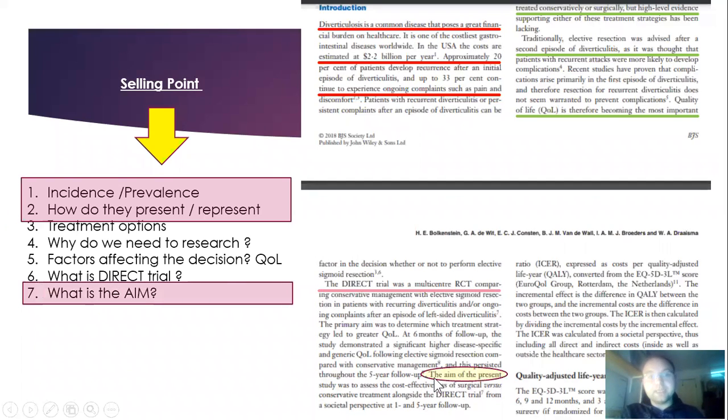And if you see here, it clearly states the aim of the present study was. And then they simply say what the aim of their study is and what their primary outcome is. And of course, the selling point, if you look at this paper, is the incidence and prevalence. How do they present? And of course, because you're talking about money and you're trying to help the burden, the financial cost, it's attractive, because anything that lessens the cost is attractive, yeah? And of course, they've clearly stated the aim. So that's their selling point in this journal. And of course, it's a randomized controlled trial.